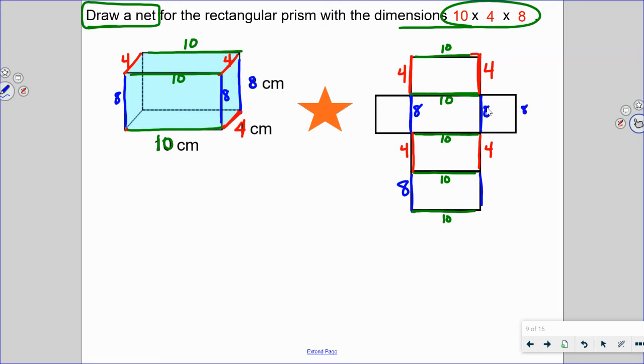Naturally, if that's the 8, then that's the 4. After all, that should fold onto that. That should fold onto that. It better be the same width. And of course, that would mean that this rectangle over here is also 8 by 4.